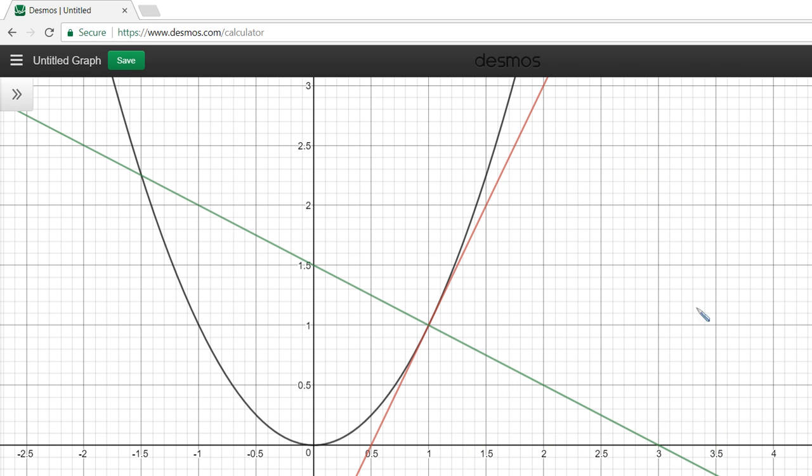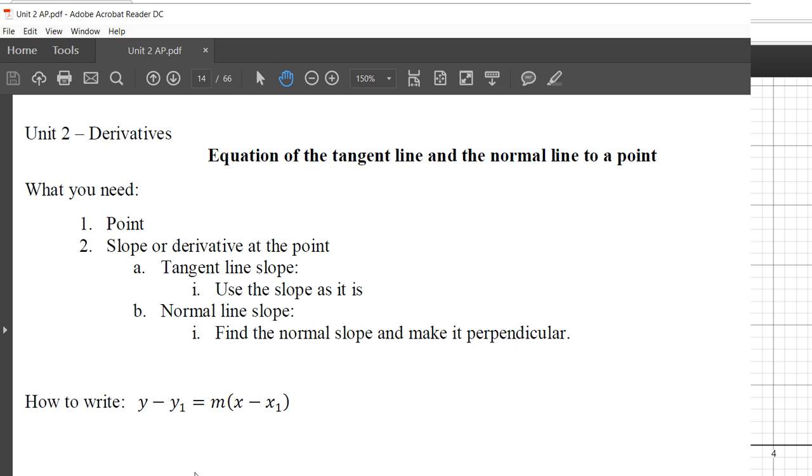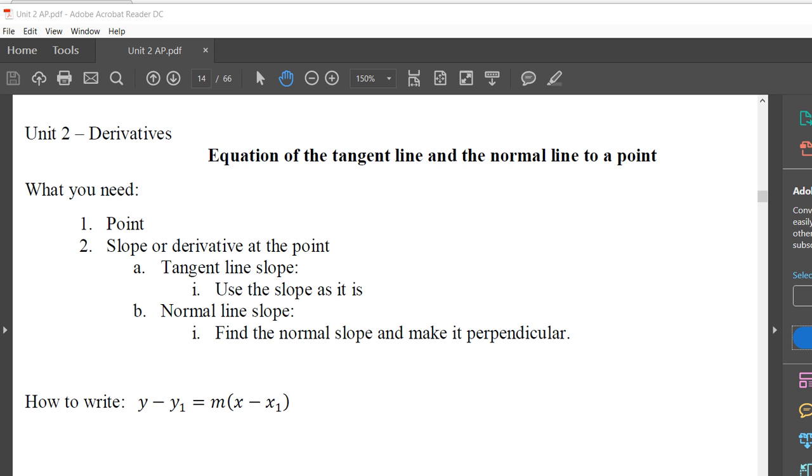Now, there's a couple things that we need to know in order to write either the tangent line or the normal line. The first thing you need to have is a point. By a point, I mean for you to have x and y points, because you got to have a specific point to write a tangent line at that point. Otherwise, it'll be just a general line, which we really don't do in Calculus AB. The second thing you have is the slope at that point.